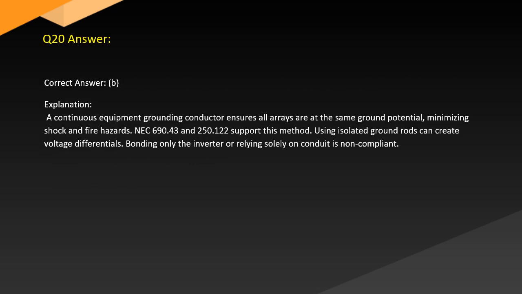Answer. Correct answer: B. Explanation. A continuous equipment grounding conductor ensures all arrays are at the same ground potential, minimizing shock and fire hazards. NEC 690.43 and 250.122 support this method. Using isolated ground rods can create voltage differentials. Bonding only the inverter or relying solely on conduit is non-compliant.